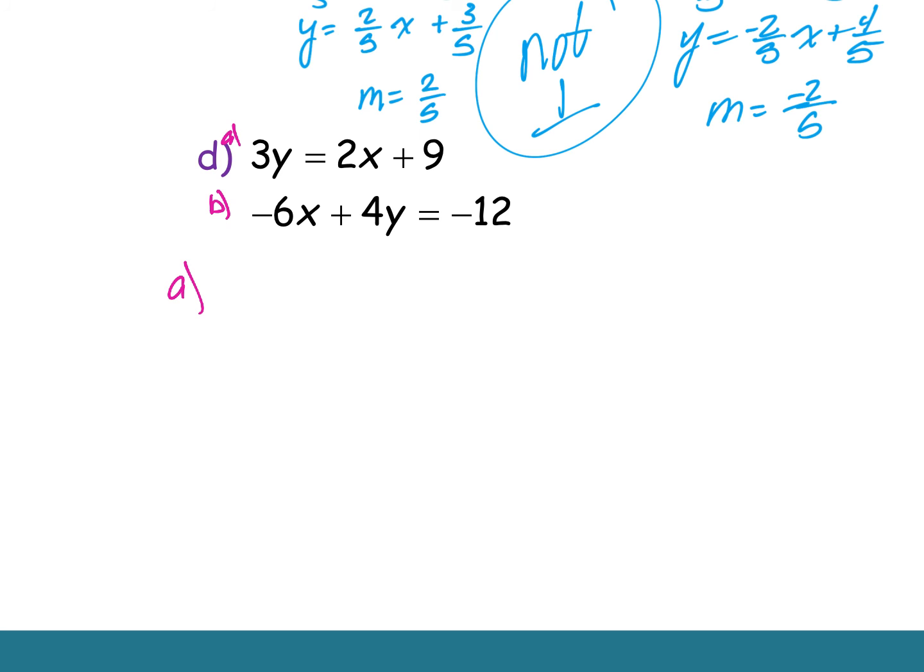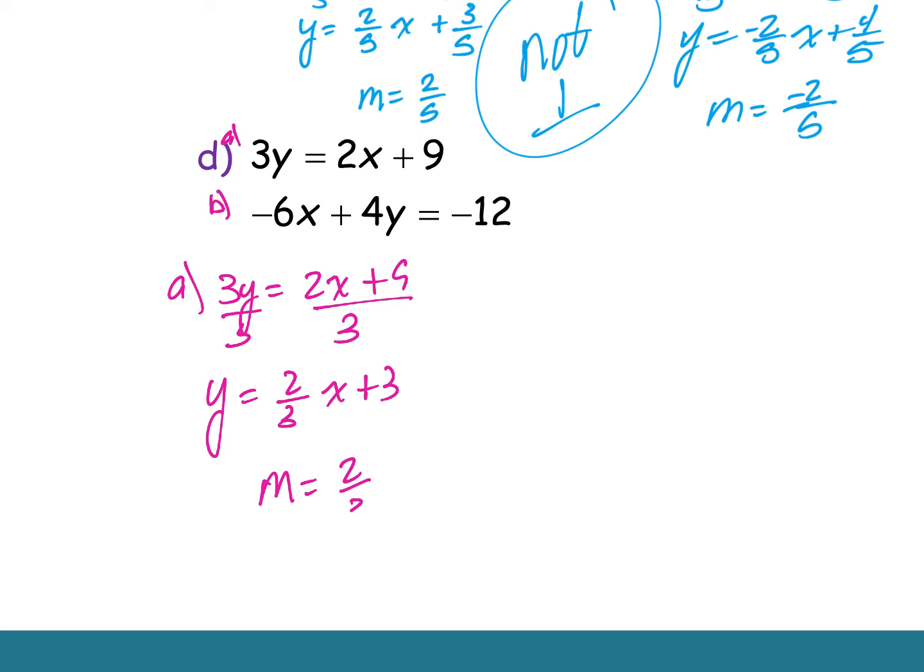And the last one. So A, 3y equals 2x plus 9. Divide by 3. y equals 2/3 x plus 3. 2/3. B is negative 6x plus 4y equals negative 12.